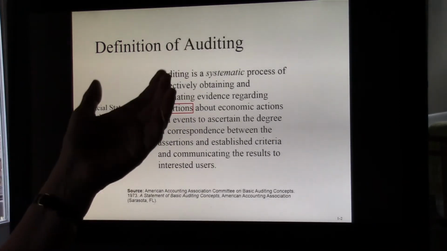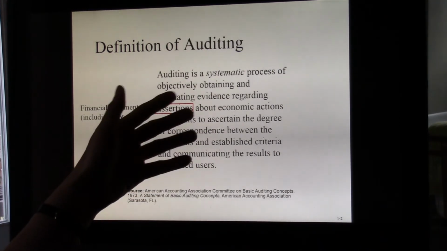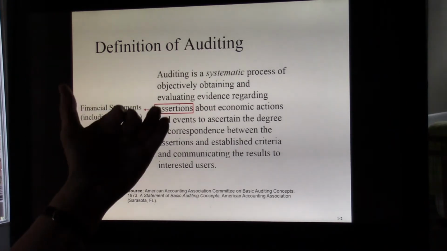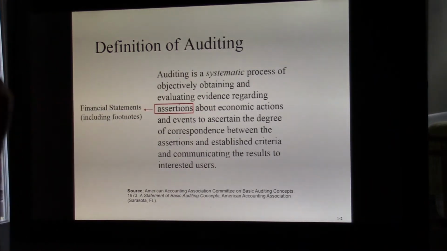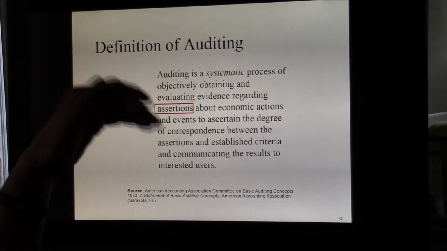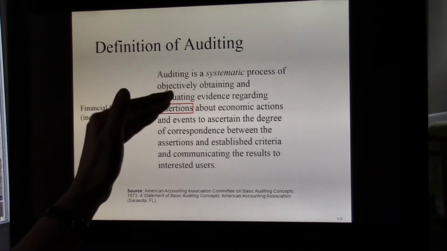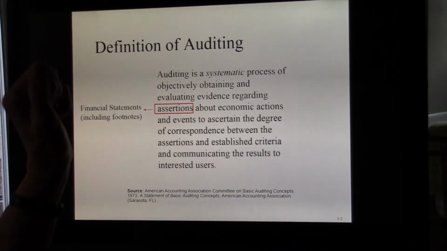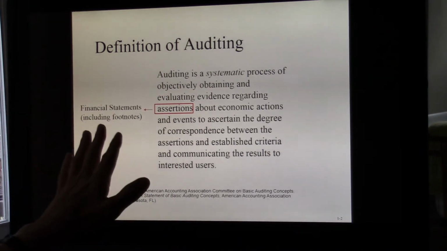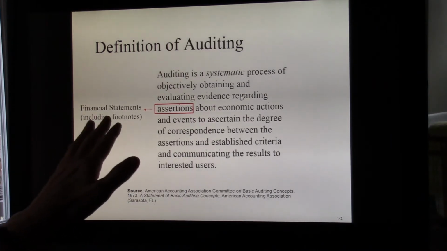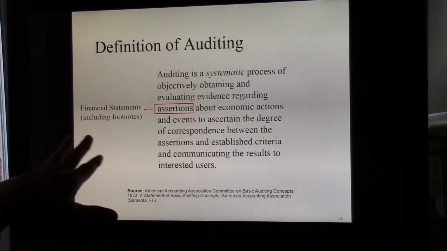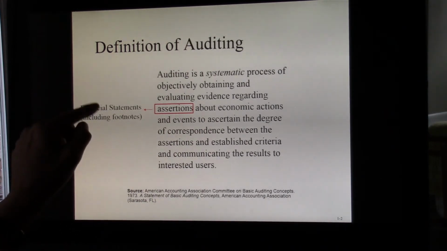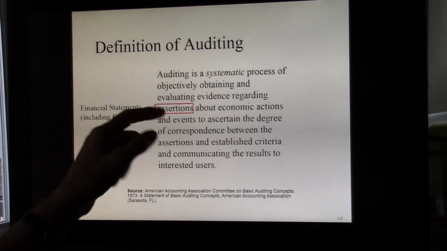So if I'm management of Facebook and I publish financial statements, and I say, here's my balance sheet, my cash balance is $100 million in cash. I'm asserting that we have $100 million in cash, right? So all the financial statements are assertions, all right? And we're going to learn some categories of assertions here in a little while, all right? So we are obtaining evidence about assertions.